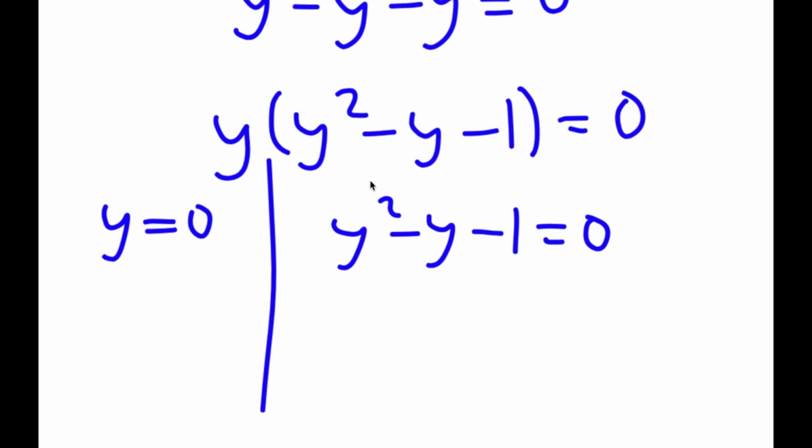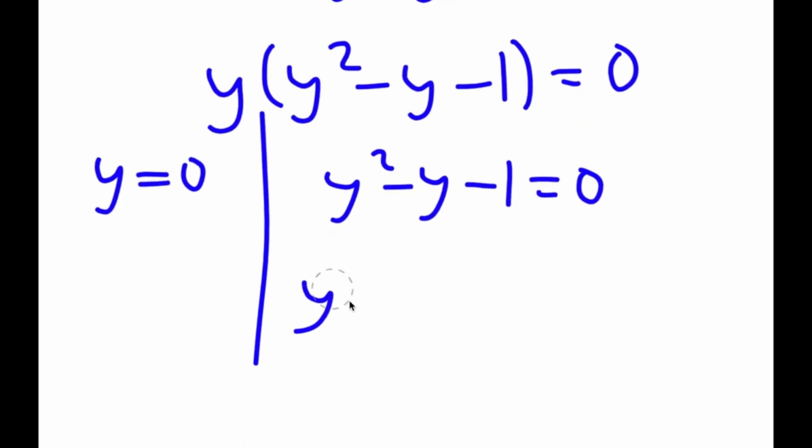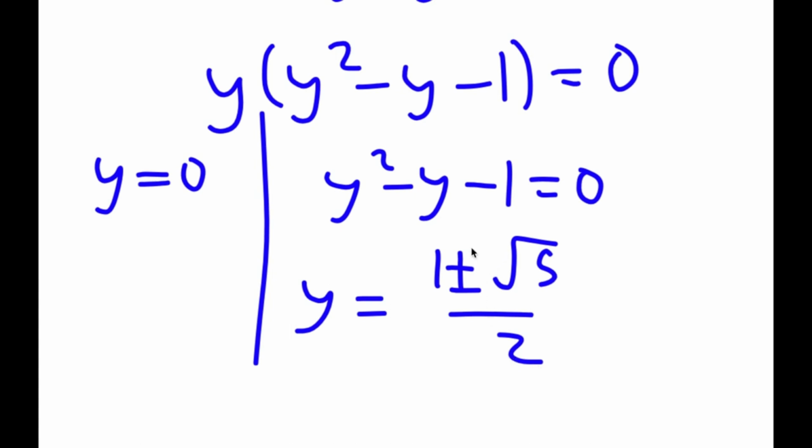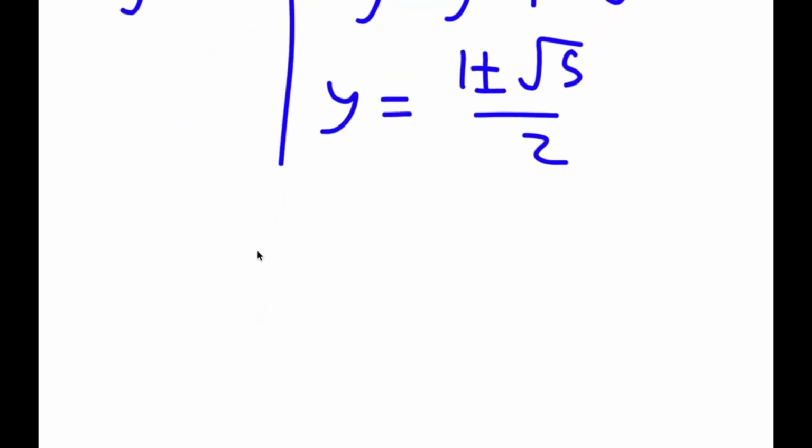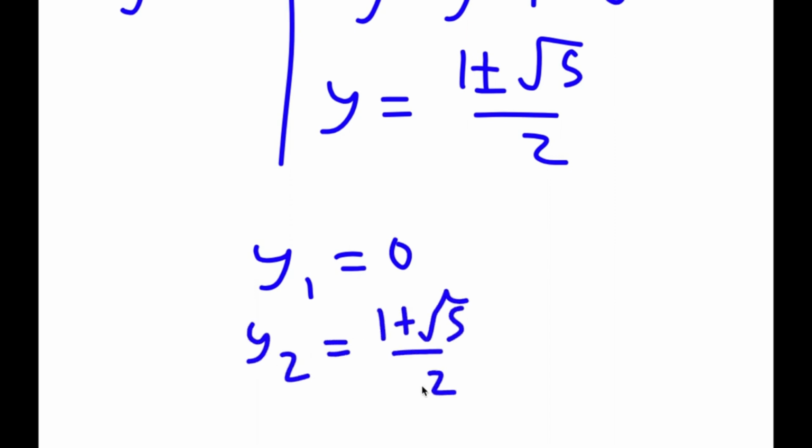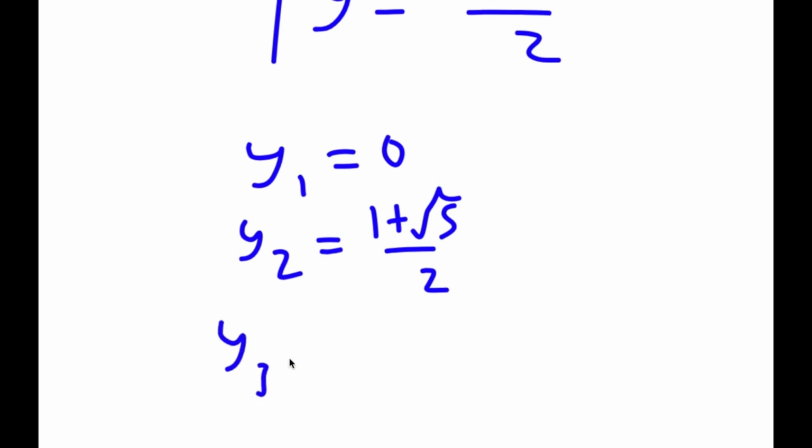So for y squared minus y minus 1 equals 0, I'm going to use the quadratic formula. And if you do end up doing it, you should get y is equal to 1 plus or minus the square root of 5 over 2. So my solutions for y are 0, 1 plus the square root of 5 over 2, and 1 minus the square root of 5 over 2.